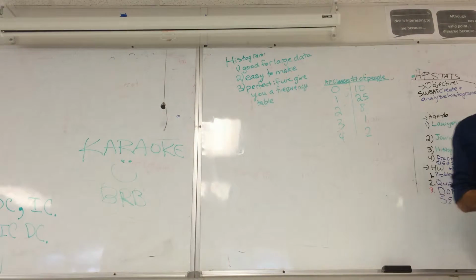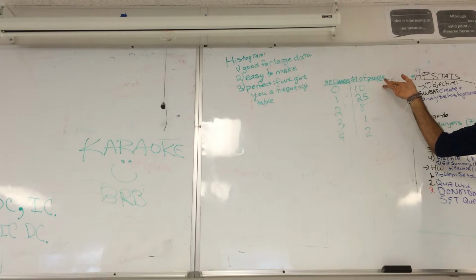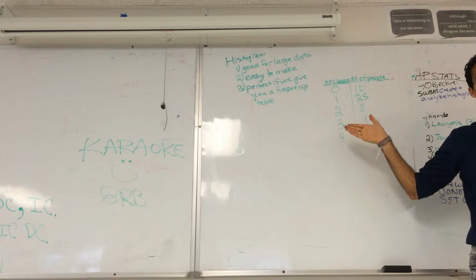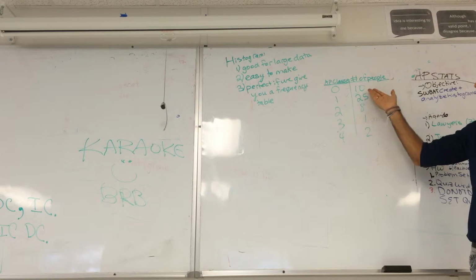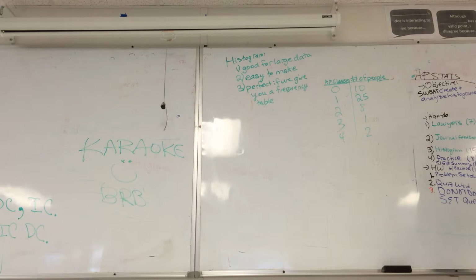I don't know. It measures mode. Right, okay, yes, this is where we're going to go next. Frequency table just tells you how many individuals are within each group. That's it. So like 10 people, 0 AP classes. 25 people, 1 AP class. Different groups.